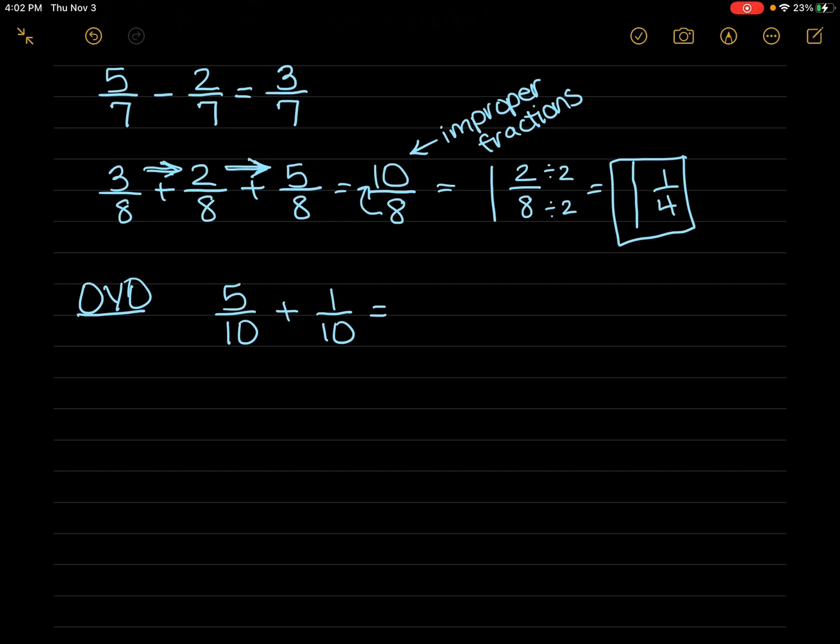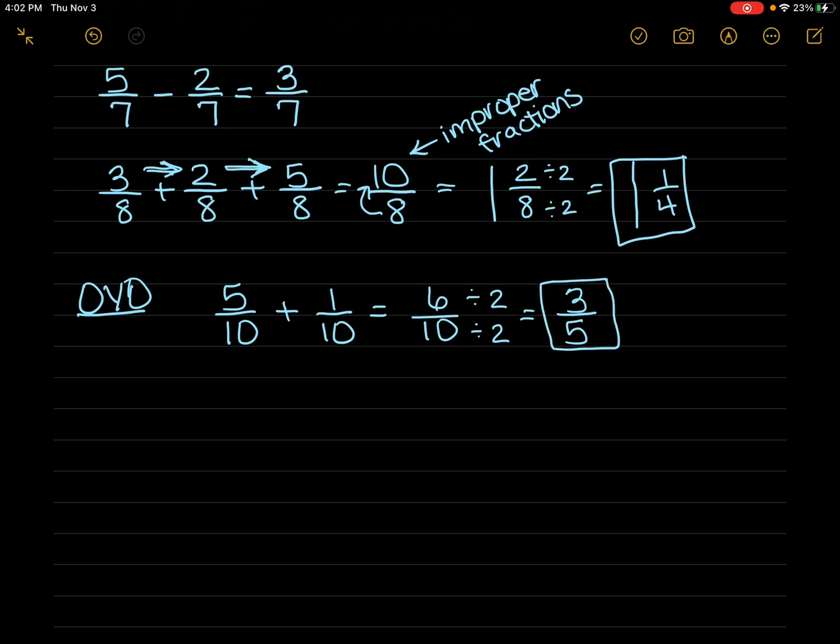Okay, now you should be back after solving this on your own. Your denominator stayed the same, 10, and then when you add your top numbers, 5 plus 1, you get 6. But 6/10 can be simplified or put into lowest terms. So to do that, I divide by their greatest common factor, which is 2, and I get 3/5. So that was your answer for on your own. If you got that right, good job.